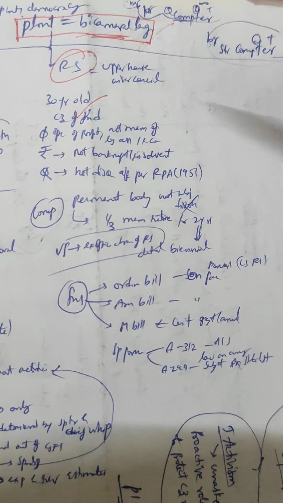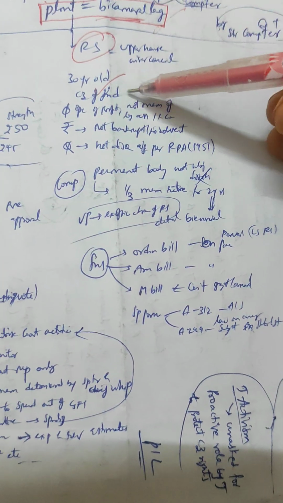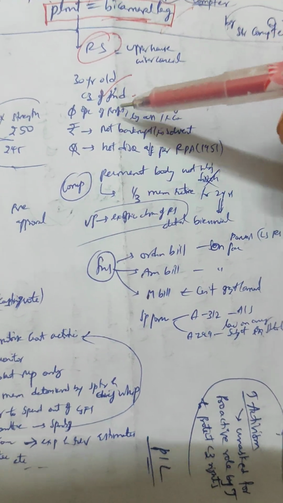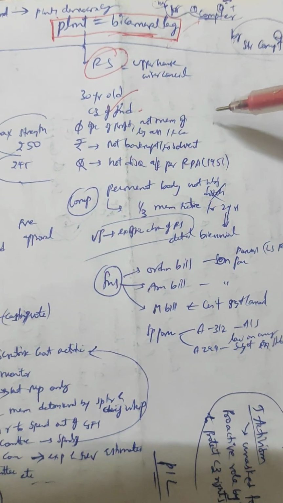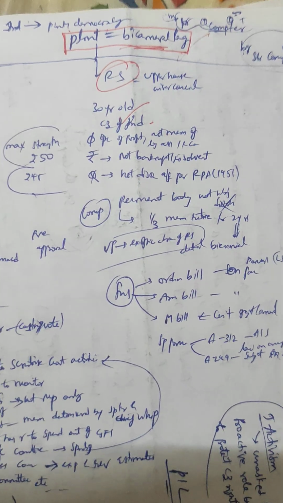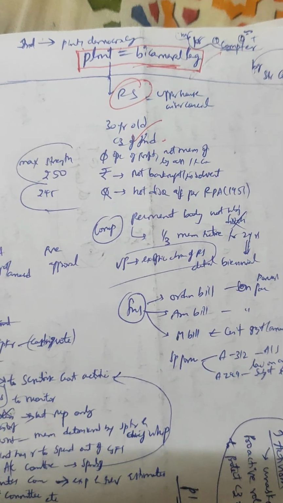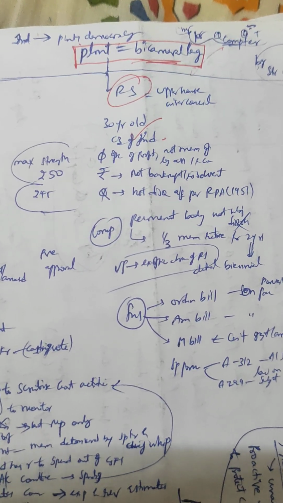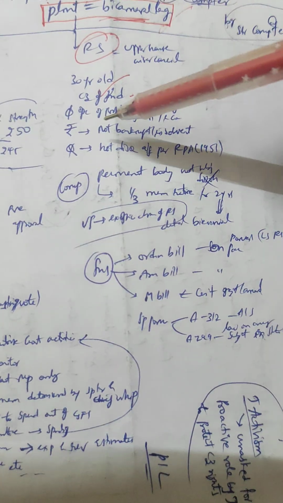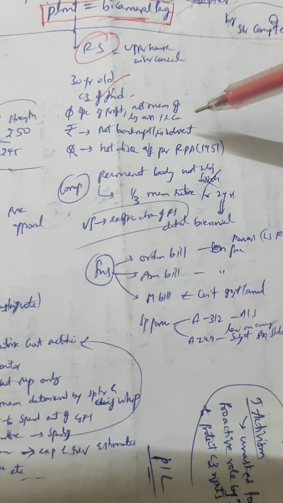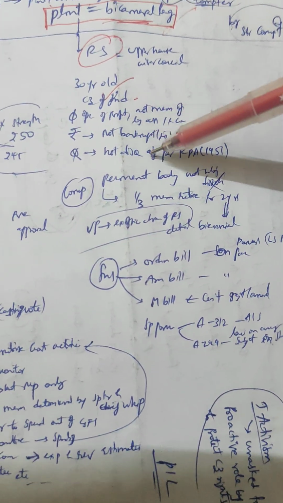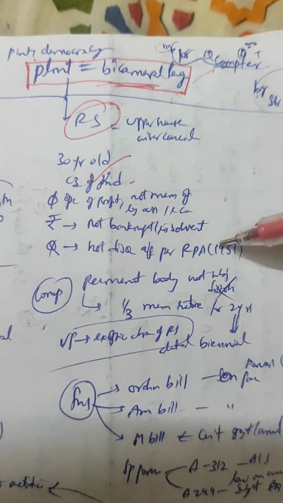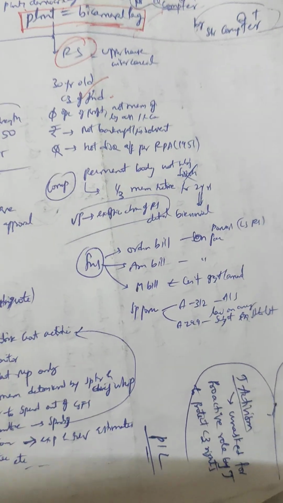For qualification everything is the same. He must be a citizen of India. He must not hold any office of profit. That means he must not be a member of any of the state legislative assemblies or legislative councils, and he is not bankrupt or insolvent, and he is not disqualified as per the Representation of the People Act 1951.